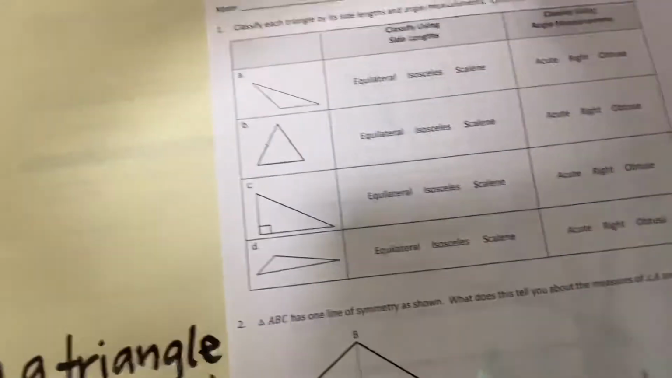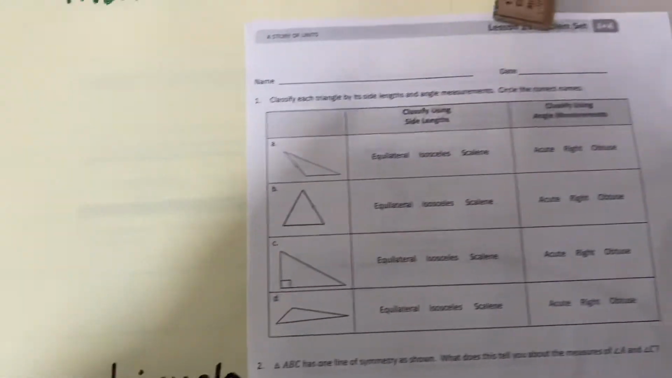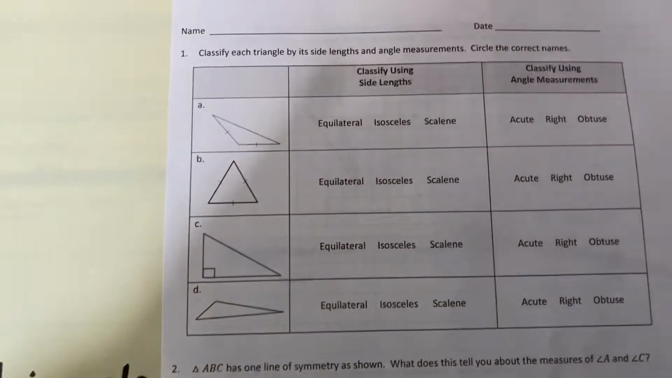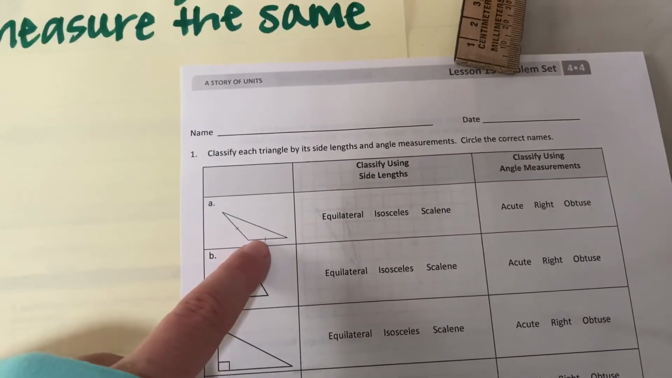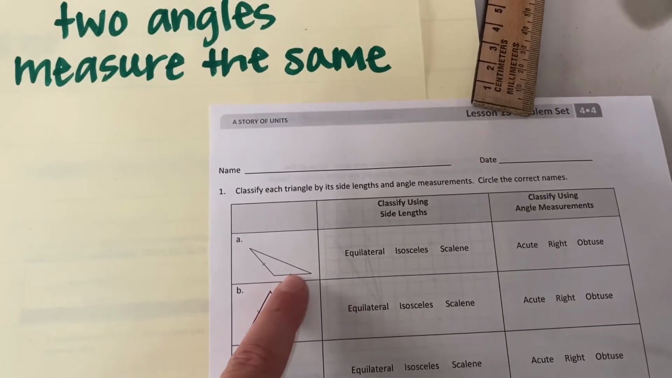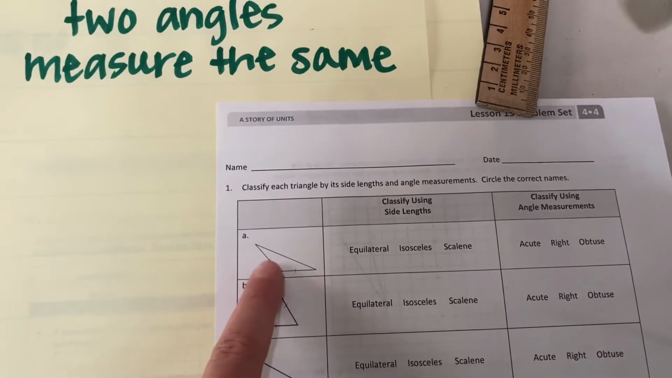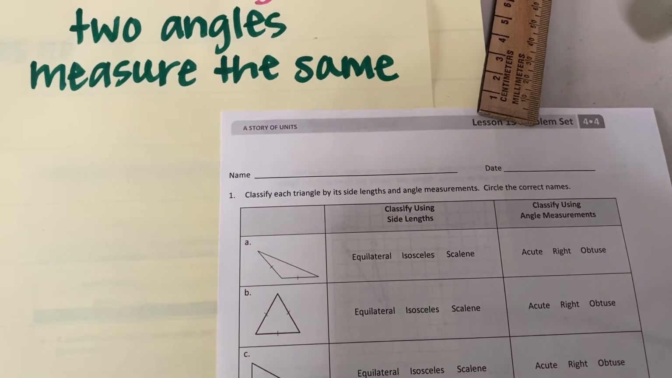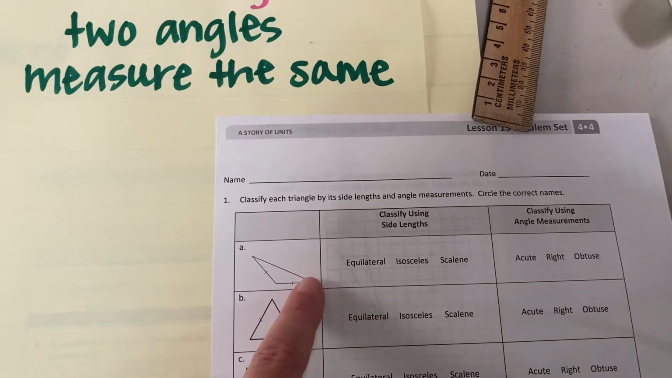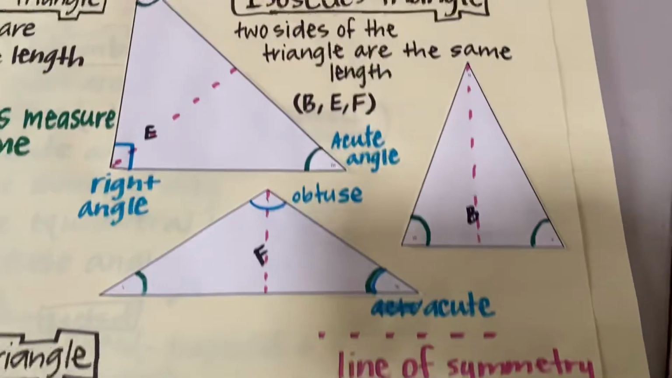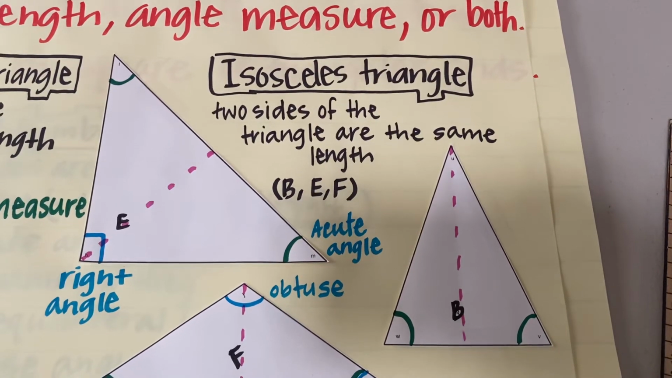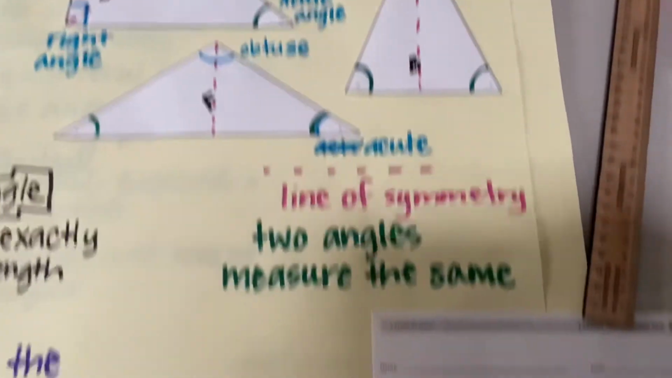So your homework and your problem set are going to be to classify what you see. When you see these little tick marks, those are letting you know that those two sides are the same in length. Okay? So if these two sides are the same in length, and this side's longer, that was our isosceles triangle. Two sides that are the same length, one side that is not.